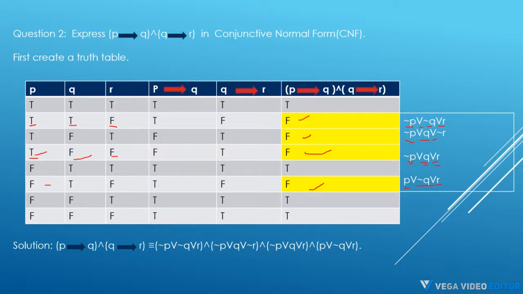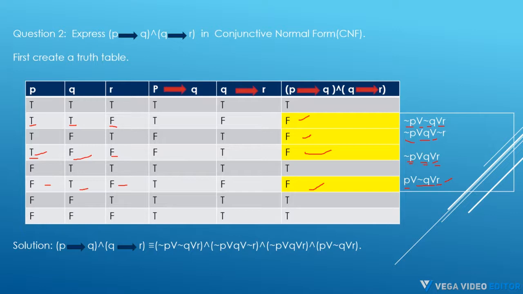Then not Q is false, which means Q is true and R is false here. And we have this one. So the solution you write, obviously you write these statements here. Then as you can see, they are in form of sum terms.